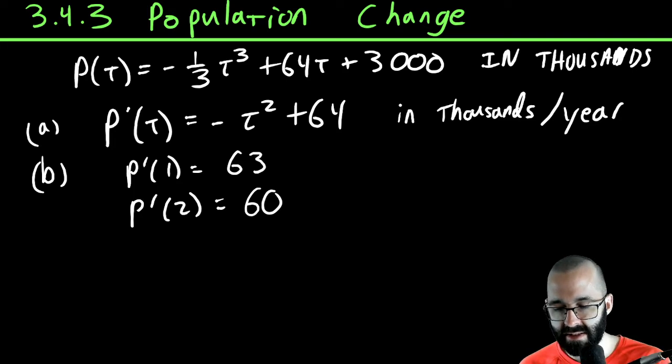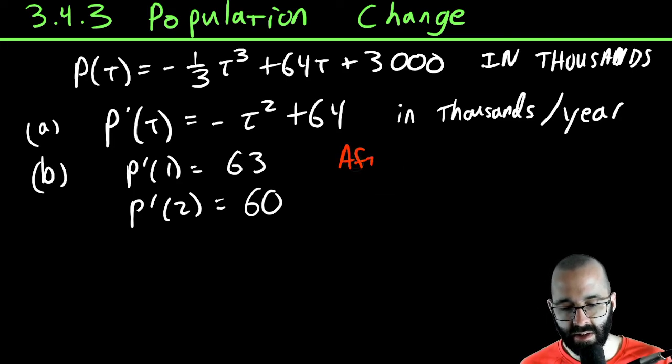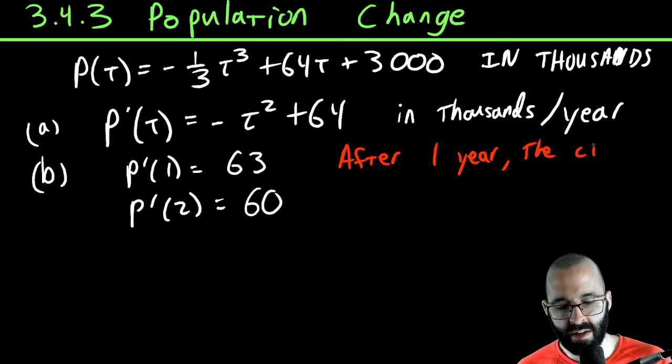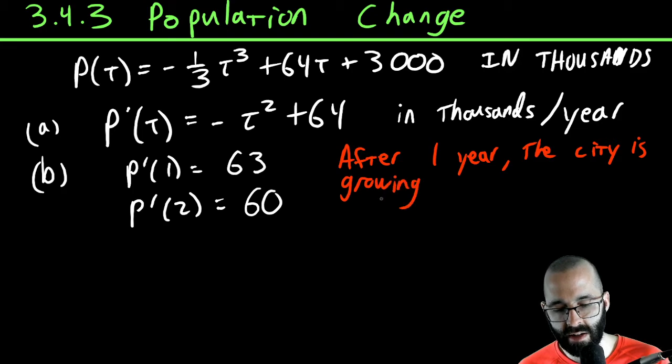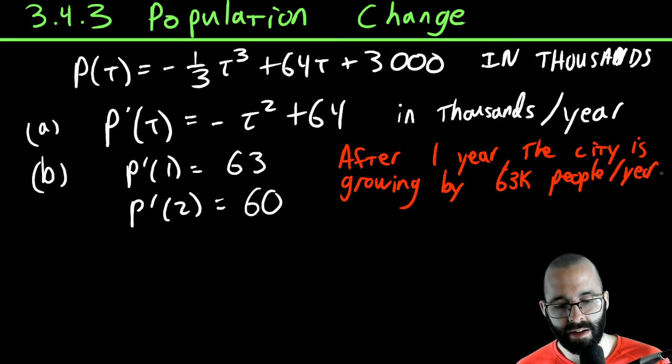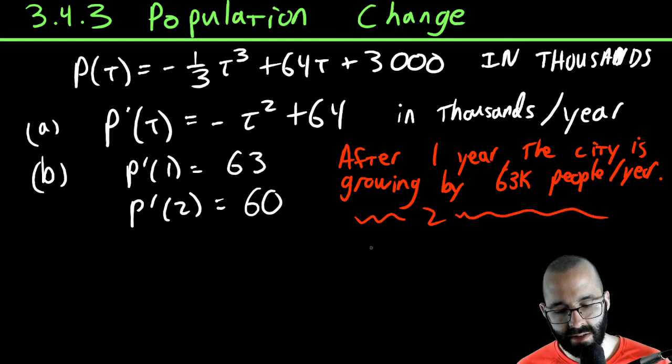So this just says, after 1 year, the city is growing by 63K people per year. And similarly, after 2 years, the city is growing by 60,000 people per year.